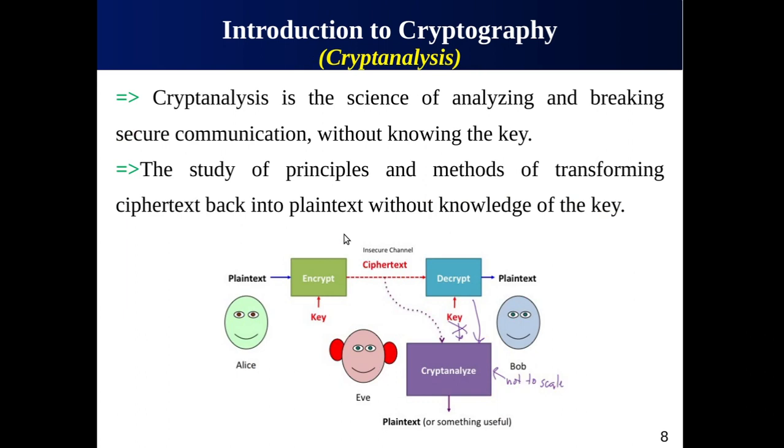Aside from cryptography, we have another concept known as cryptanalysis. Cryptanalysis is also known as code breaking, and as the name suggests, it is the science of analyzing and breaking secure communication without knowing the key. These are the principles and methods used for transforming the ciphertext back into plain text without knowledge of the key. You have the knowledge of the algorithm, but you don't have the key.